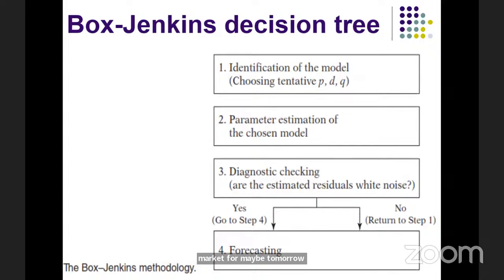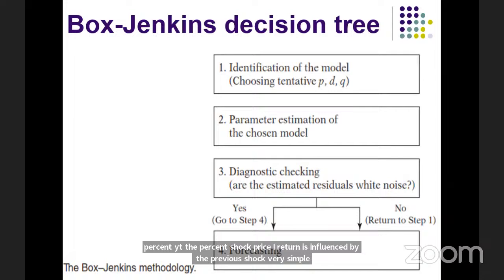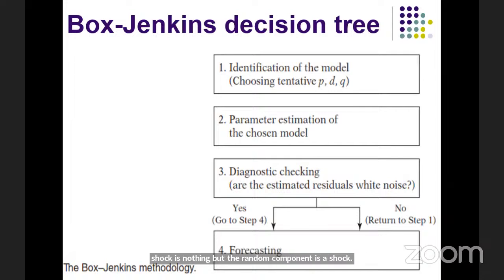Correct? No, see, I want to estimate what? The stock price is influenced by the present YT, the present shock price or return is influenced by the previous shock. Very simple. The shock is nothing but the random component is the shock, which you cannot measure. You cannot measure. So, UT minus 1. Okay? So, this is known as, technically we call it as MA term 1. Moving average term. Okay? So, now what I'm going to do, this is AR and this is MA.